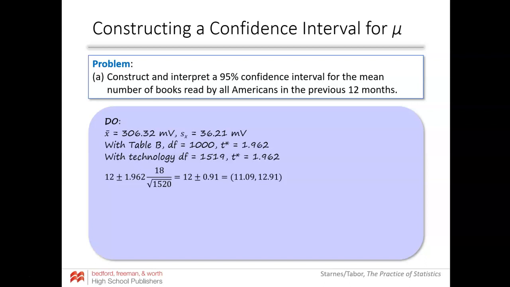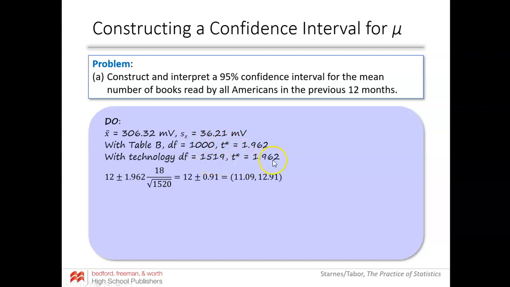So what we have here, we have our statistic x bar, and then we have our sample standard deviation. And then somehow you need to find t star, whether it's with technology or the Table B. Now in Table B, because your degrees of freedom don't go up to 1,519, you'd have to round down to the next line that works, which would be 1,000.